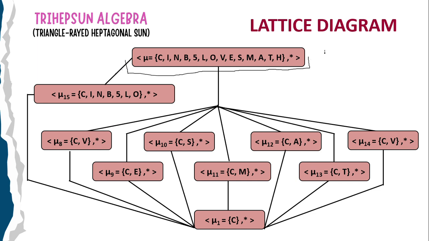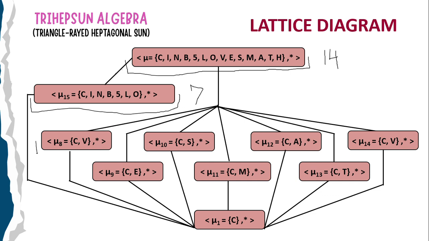So the elements here are 14 elements. The group with the largest number of elements is the 14 elements, and the second largest number of elements is on the side of it, which is μ15 is equal to ⟨CINB5LO⟩ under the binary operation star with 7 elements.